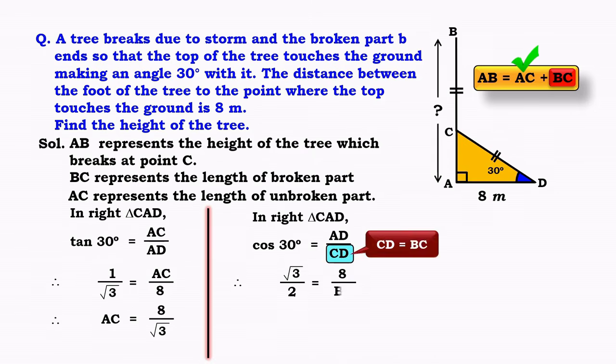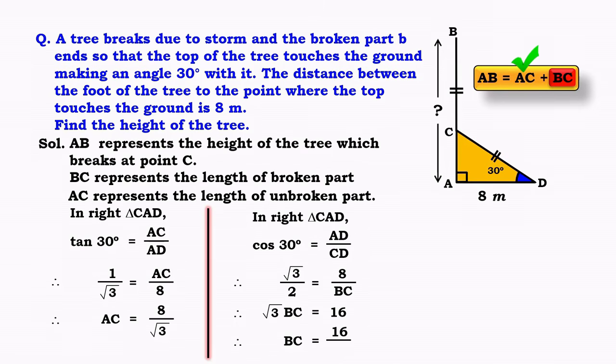Therefore, root 3 divided by 2 is equal to 8 divided by BC. On cross multiplying, we get root 3 multiplied by BC is equal to 16. Therefore, BC is equal to 16 divided by root 3. So, we have found both parts of the original tree, AC and BC. In the next step, we will combine these two lengths to find the total height of the tree.